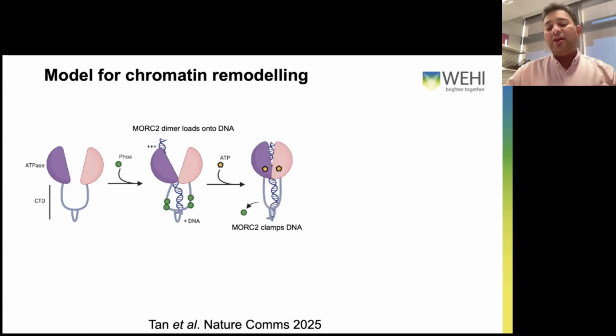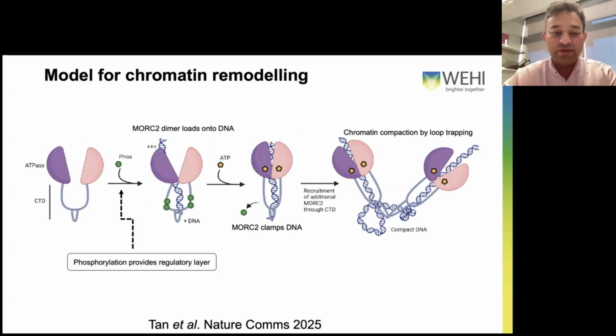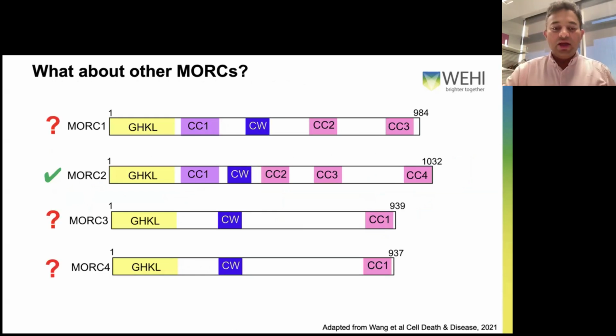And when it gets a cue for compacting the DNA, it gets dephosphorylated and it clamps onto the DNA. And then we don't really have much evidence, but it then calls upon other MORC2 molecules in order to cause that compaction. And all of this is actually governed by a phosphorylation-based modification, which governs all this function of MORC2. So what about the other MORCs?